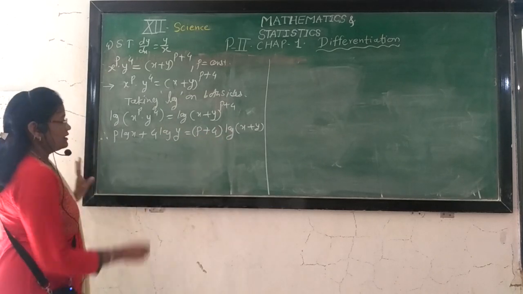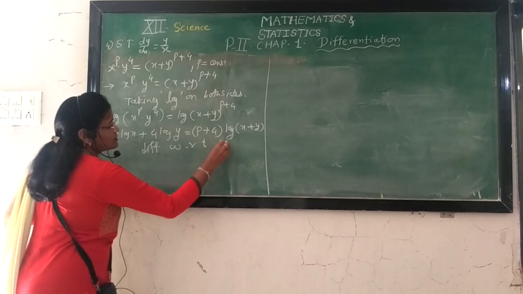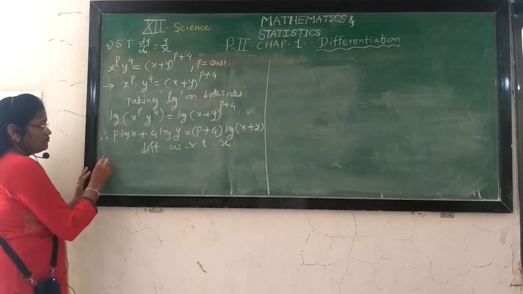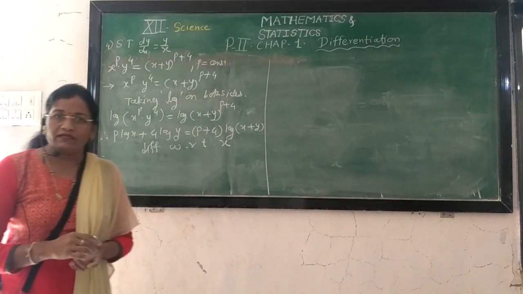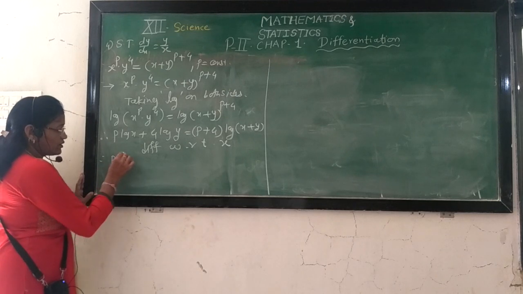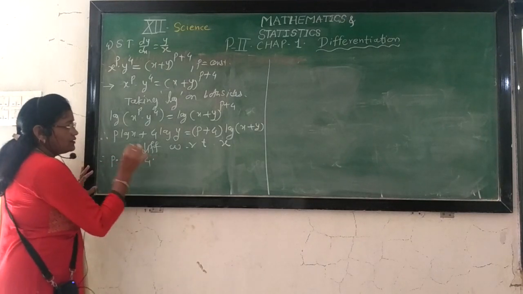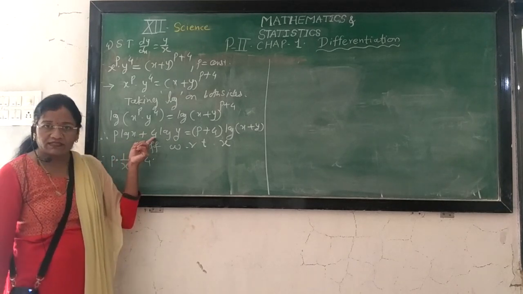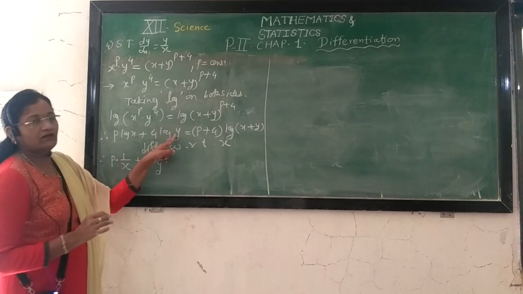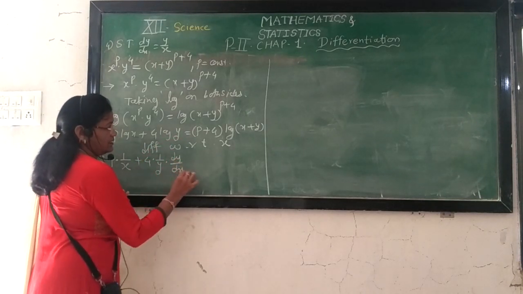Now we take differentiation of this on both sides with respect to x. For this p log x, what is the derivative of p log x? P is given to be constant. So p is constant, derivative of log x is only 1 upon x. Now here for the second term 4 is constant, derivative of log y is 1 upon y. Now find the derivative of y with respect to x. So that is dy by dx.